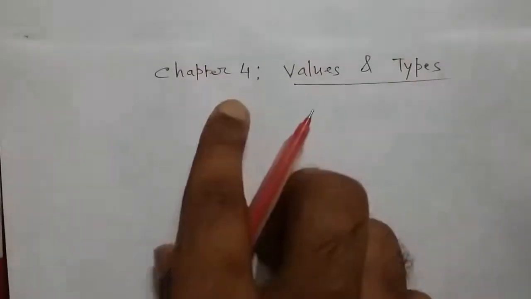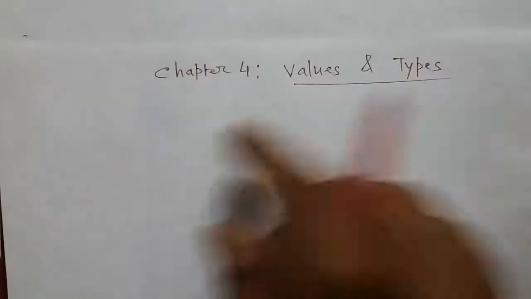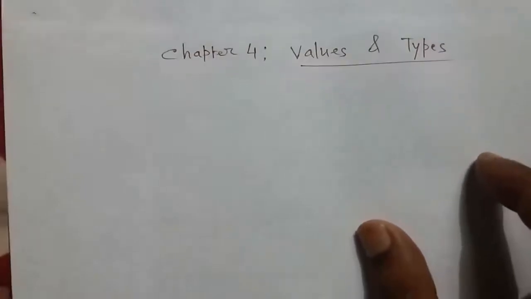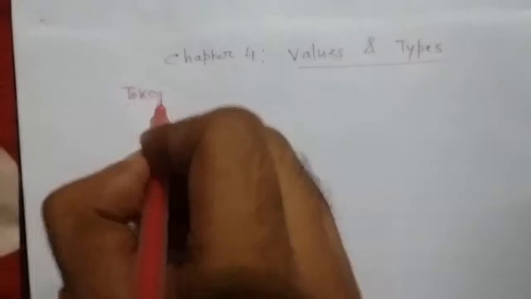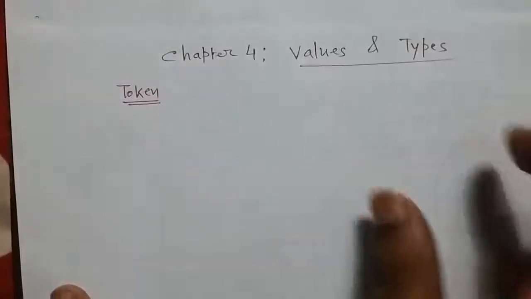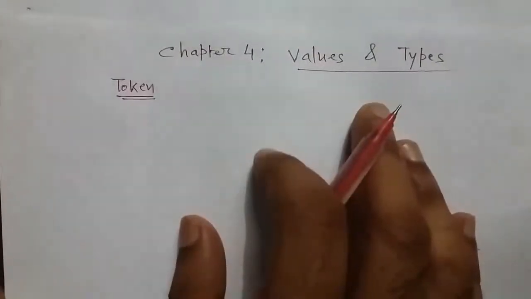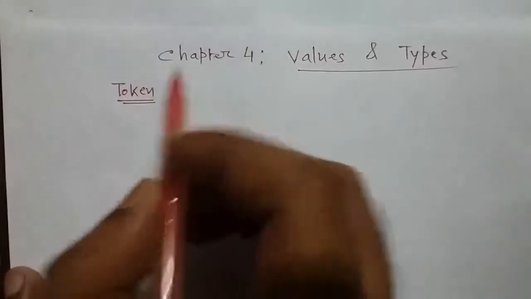So we are now in chapter 4, values and types. In this chapter, at first you need to know about token. So what is token in Java? A token, I'm writing the definition here.